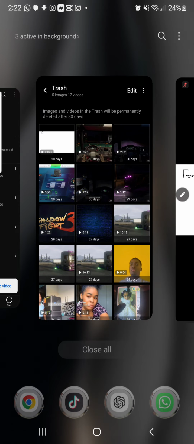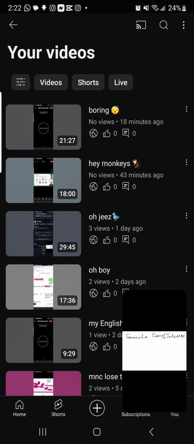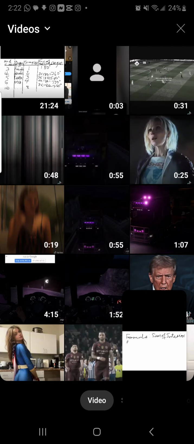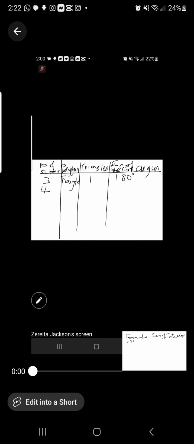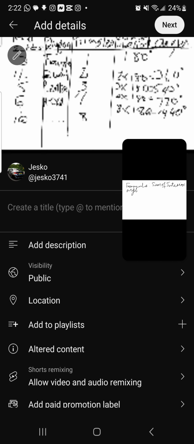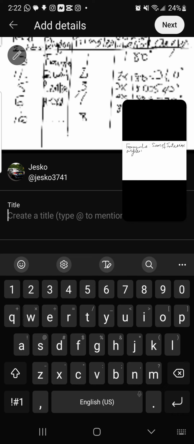Interior, I-N-T-E-R-I-O-R. Sum of interior angles, quadrilateral.